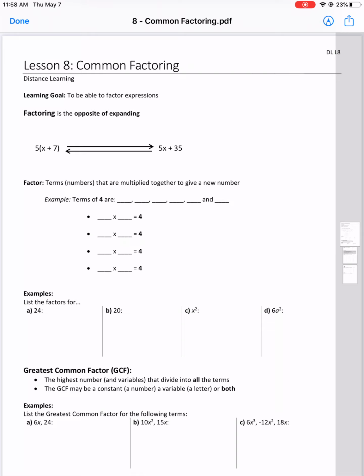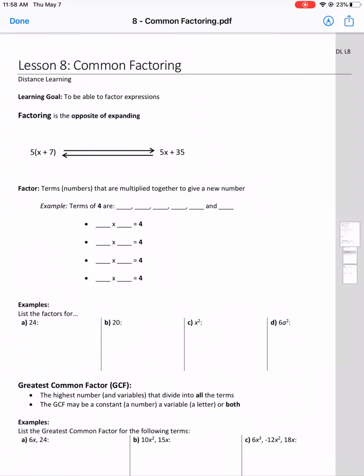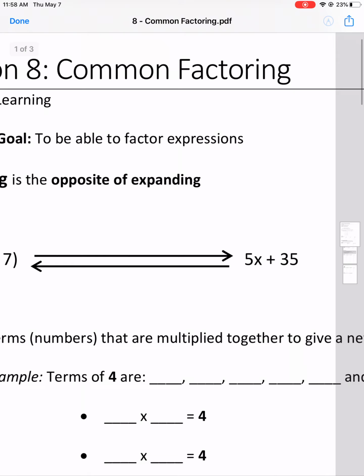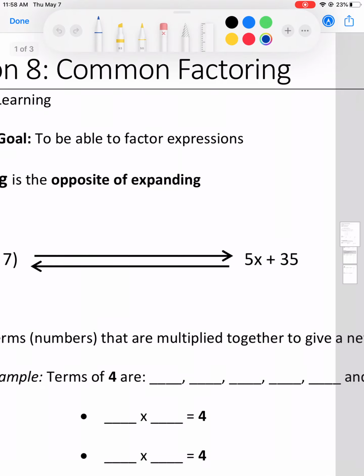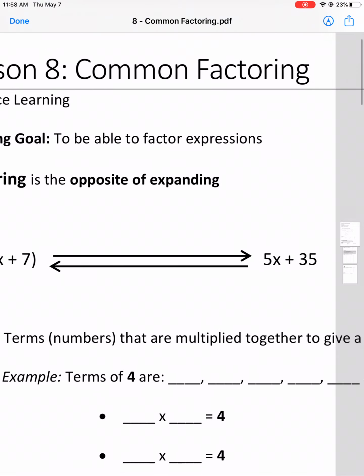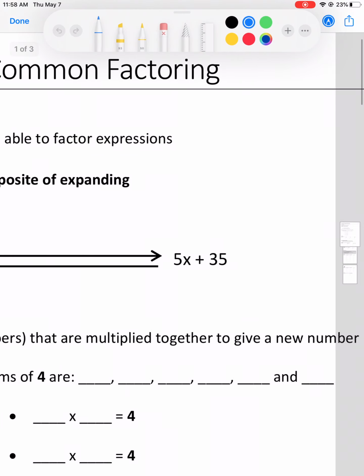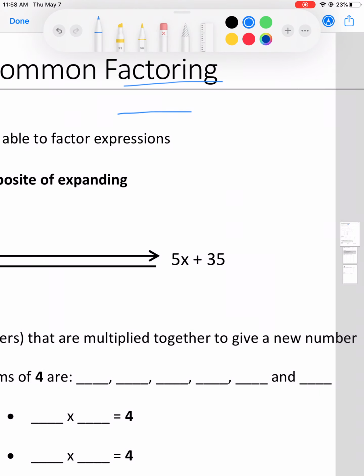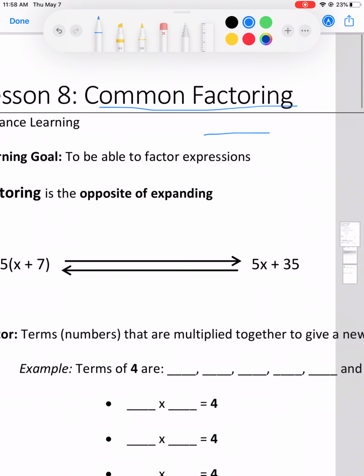But let's do this. What we're going to do today is this thing called common factoring. We have to go through factoring. It's quite important, especially with this course. You're going to be going through this in grade 11 as well. So it is really, really important to know. So with this stuff, please take your time with it.